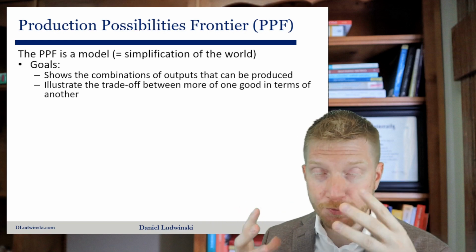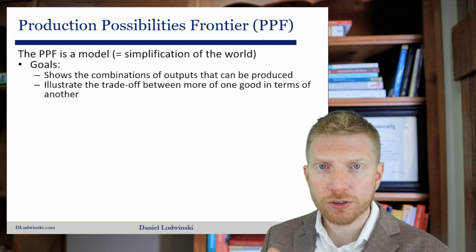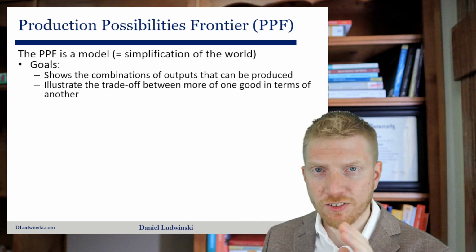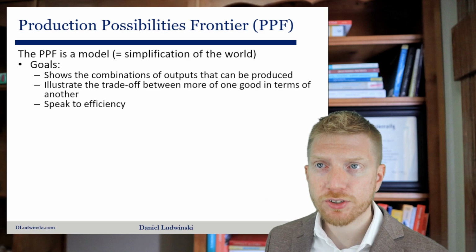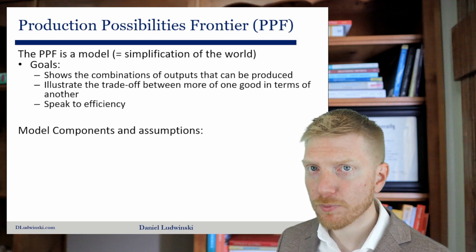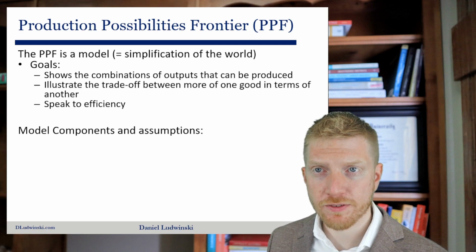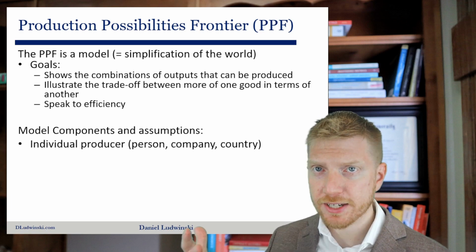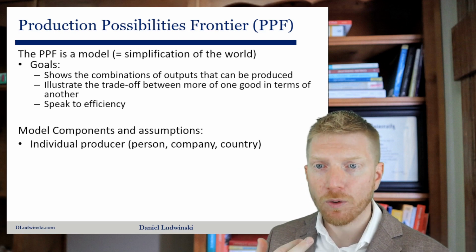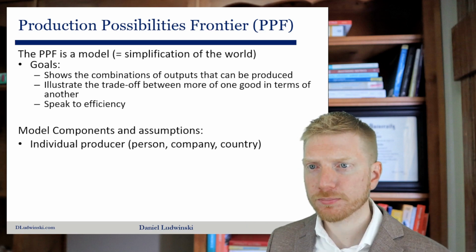So we're going to be sticking to two good models. That's going to be our simplification. And so we're going to look at trade-offs between producing goods. This model is going to allow us to speak to that question of efficiency. A couple components and assumptions of this model. We're generally going to be dealing with an individual producer. It can be a person, it could be a company, or it could be a whole country.